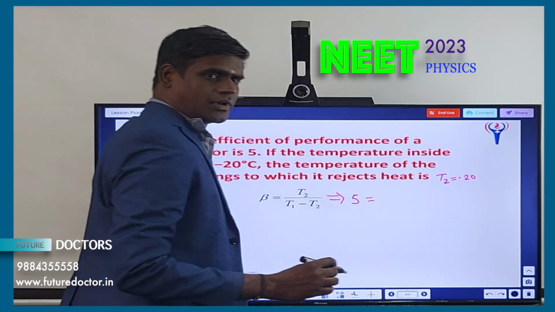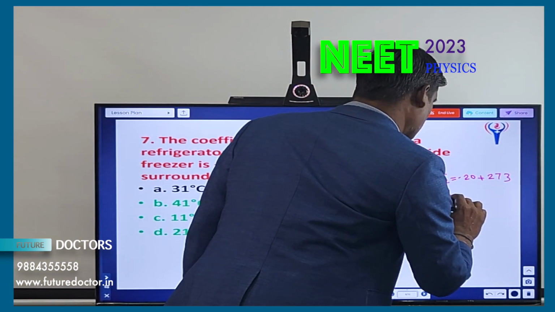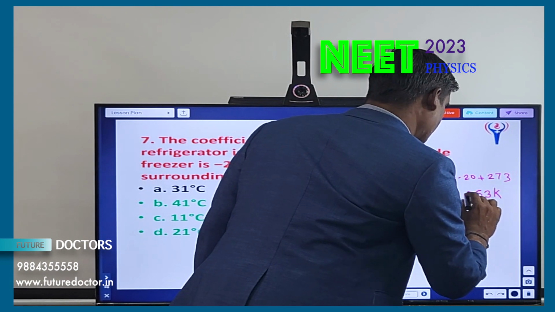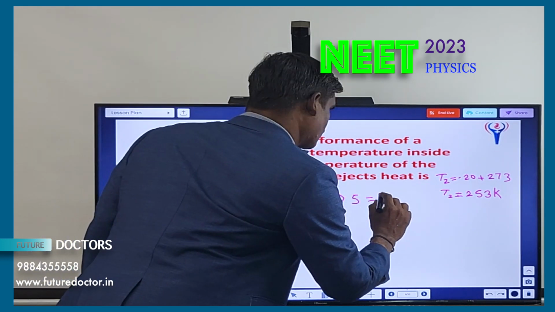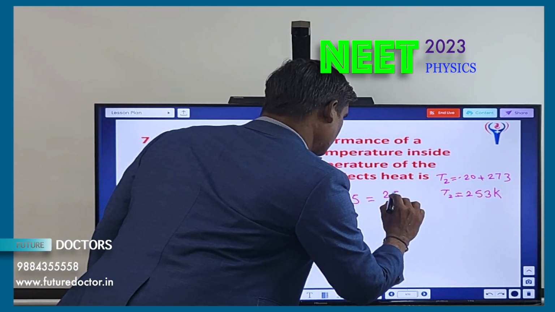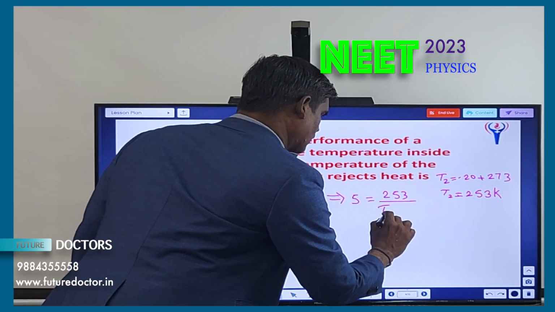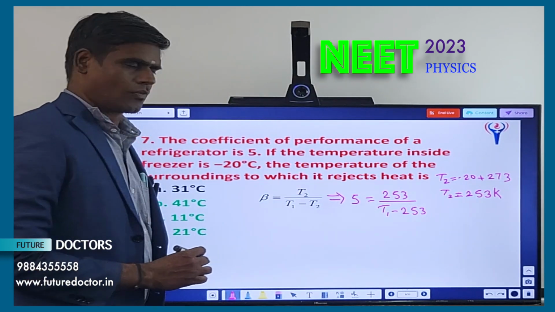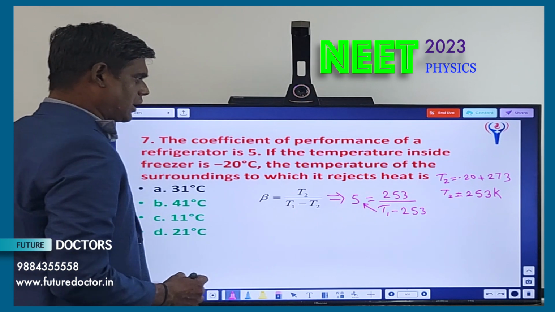Convert into Kelvin. So what should you do? Plus 273. Then T2 equal to 253 Kelvin. That is your T2. Then 5 equal to 253 by T1 minus 253. Substitute the value of T2. T1 only you want to find. Cross multiply this because you want to simplify for T1.